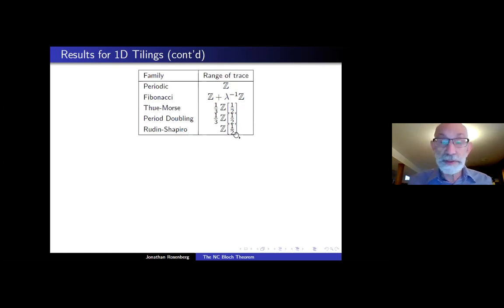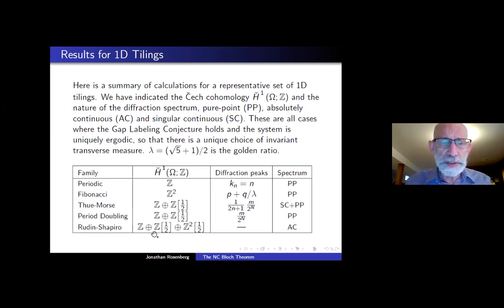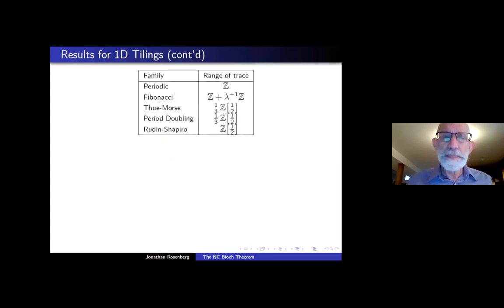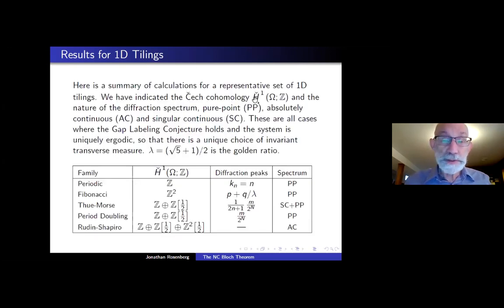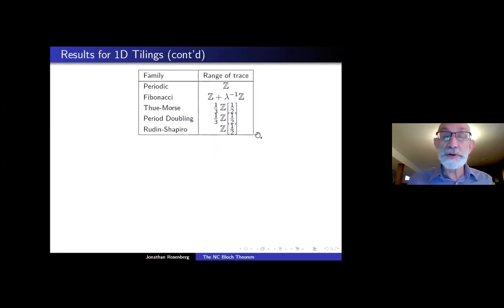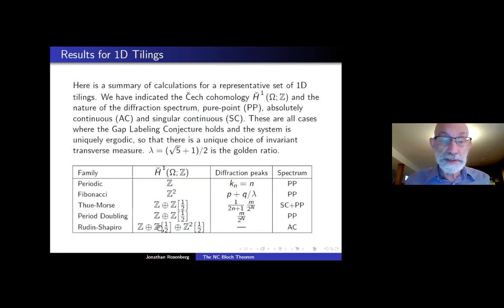And also notice that in the Rudin-Shapiro case, the trace only sees this part of the cohomology. This part doesn't really seem to show up. Okay, so cohomology is much bigger than the image of the cohomology under the trace. And that's basically because these things get collapsed to just a single copy of the dyadic rationals when you apply the trace. So the trace doesn't have to be injective.